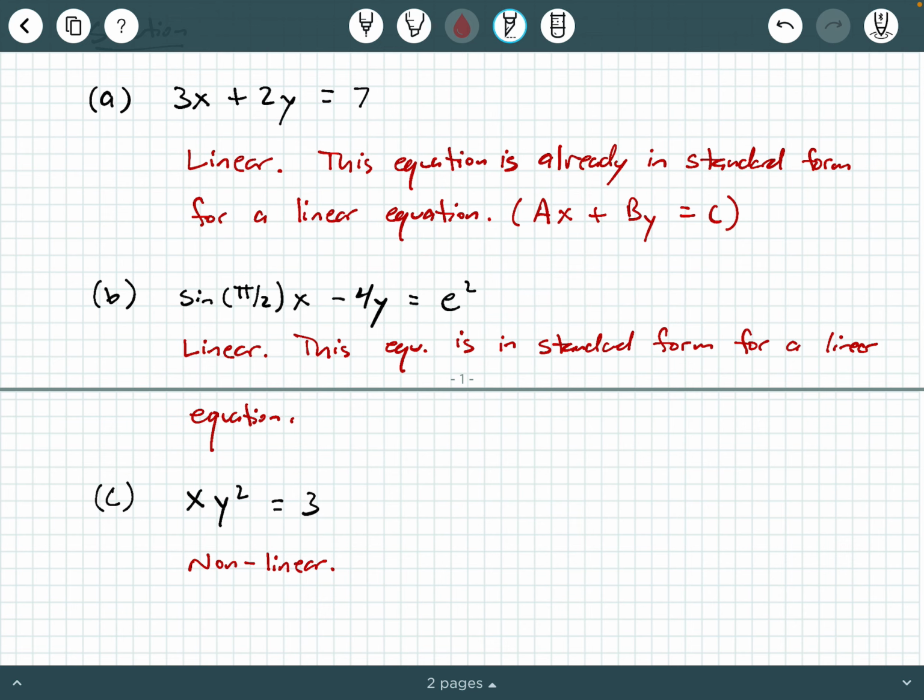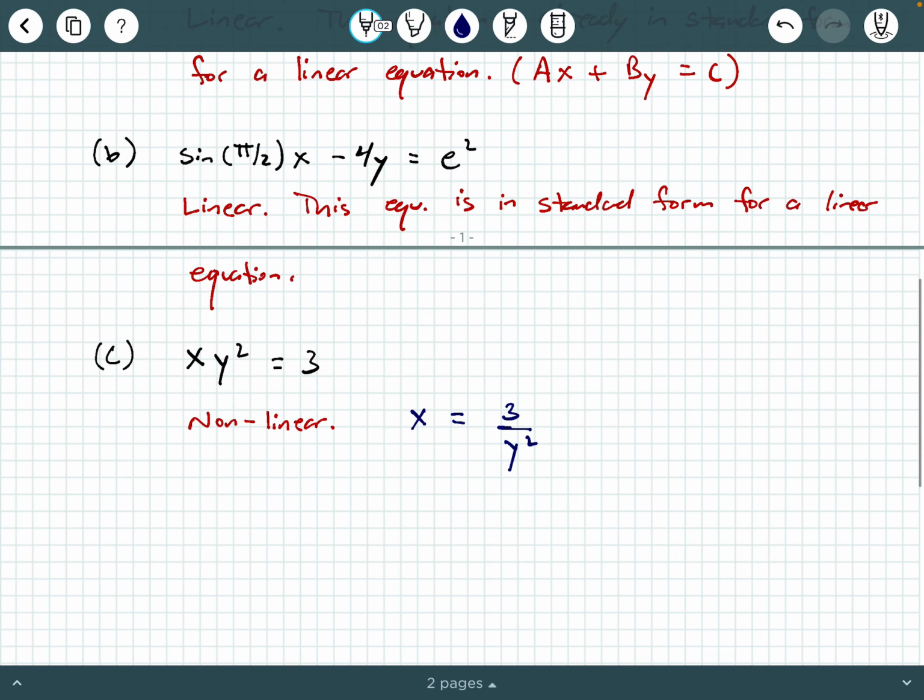try to rearrange this. So if you tried to solve for x, let's just try it out, right? If you try to solve for x, you would get x equals 3 over y squared. Again, x and y are not related by a constant. 3 is not relating x and y together. 3 is somehow relating x and y squared together, okay? What if you tried to solve for y? Well, if you tried to solve for y, what would you get? You'd get plus and minus the square root of 3 over x, and that's a root equation. That's a radical equation, not a linear equation, okay?